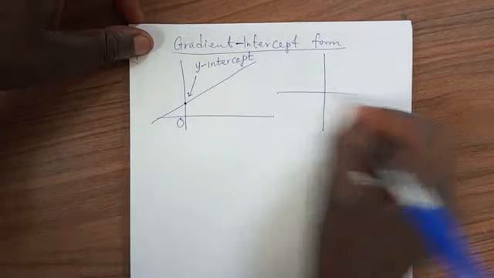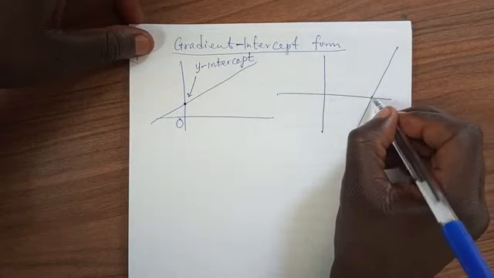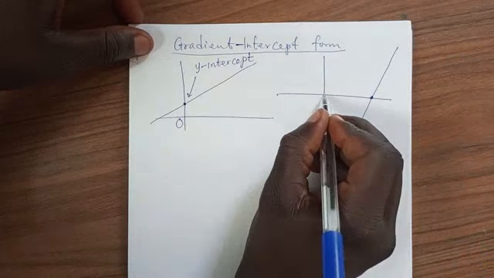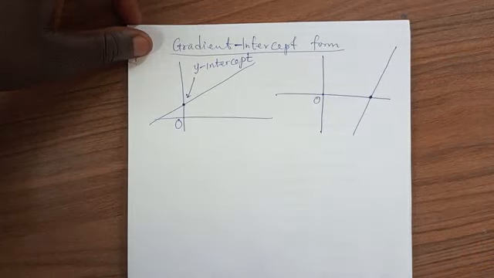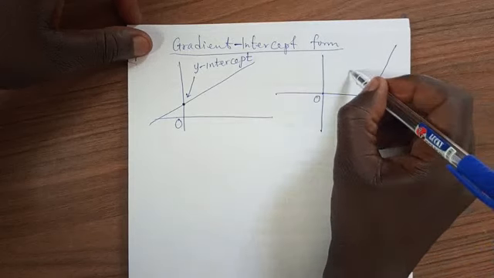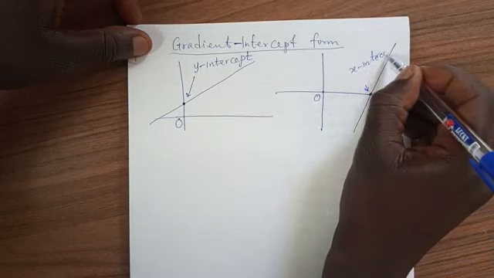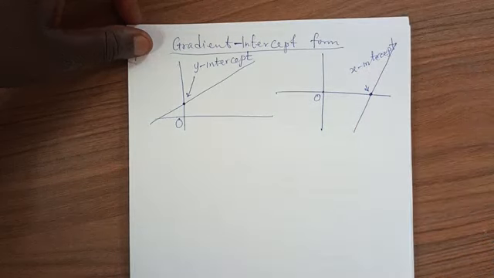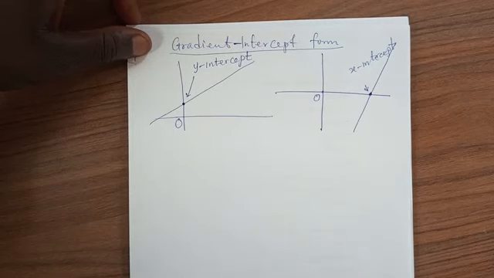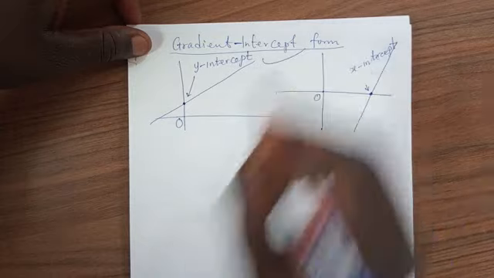Given another graph with a straight line crossing the x-axis at y equal to 0, then we call this point the x-intercept. However, students should always take note that in this gradient intercept form, once we say the intercept, we mean the y-intercept.